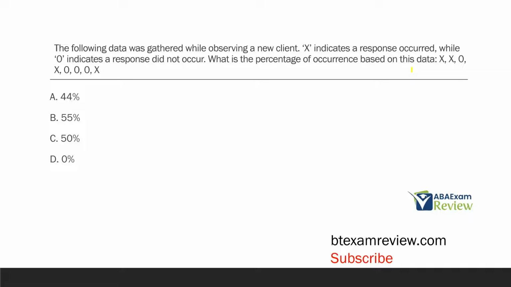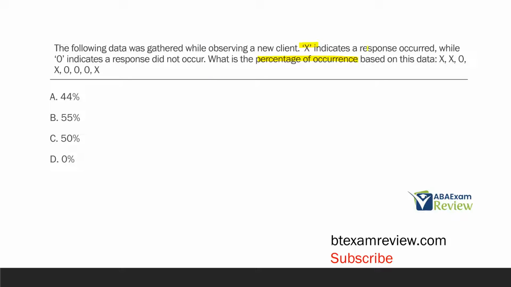The most important thing you want to know is what you are trying to figure out. What are you trying to measure? Well, here we're measuring percentage of occurrence, which simply says what percentage of the possible occurrences something happened. So let's find out how many occurrences first. Well, we have 1, 2, 3, 4, 5, 6, 7, 8. 8 possible occurrences.